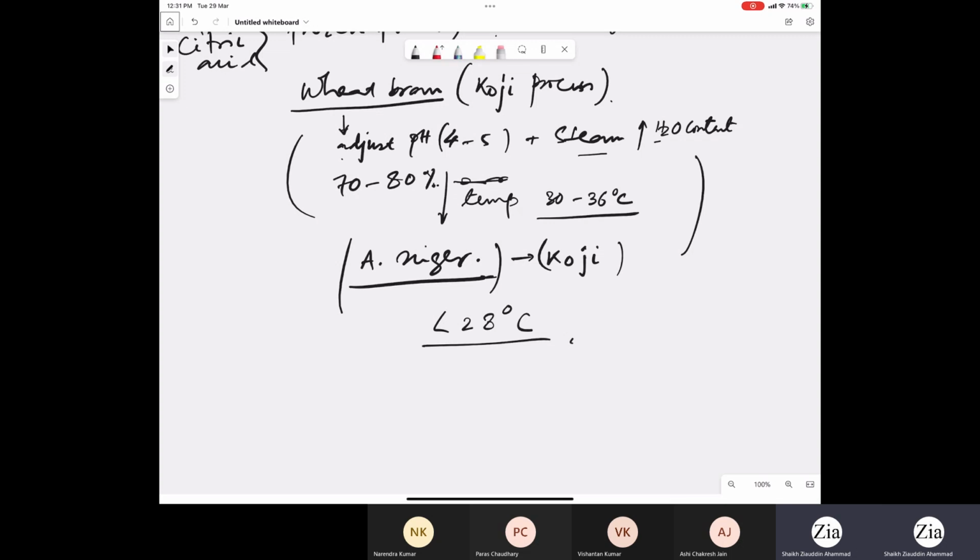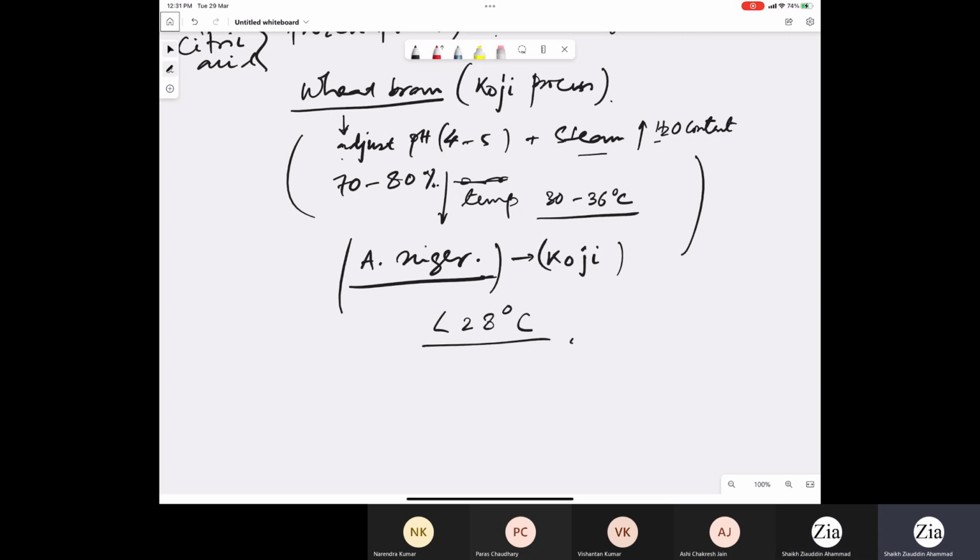And after saccharification, you go for fermentation by maintaining the temperature below 28 degrees centigrade, and you will have a surface fermentation. That means it is one kind of solid state fermentation where solid materials are there, and on top of that you just spray the fungal strain.